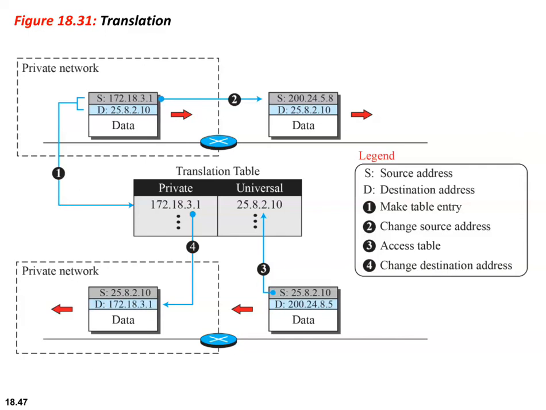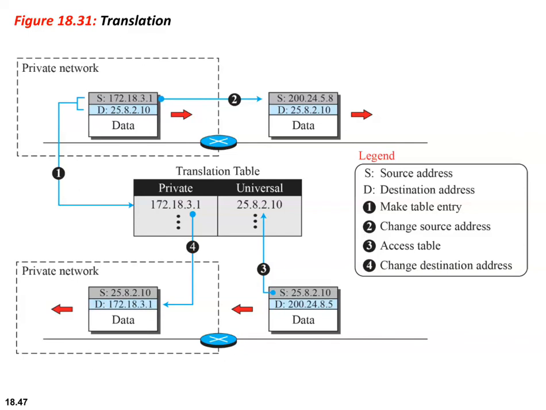Now, with respect to the private network, first the network address translation router converts that particular source address from the private address to the global address. So it will be converted to 200.24.5.8.